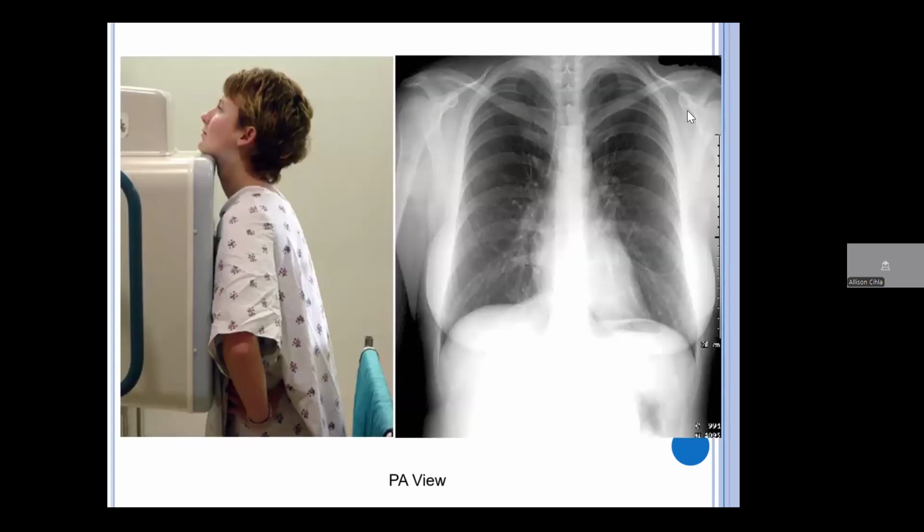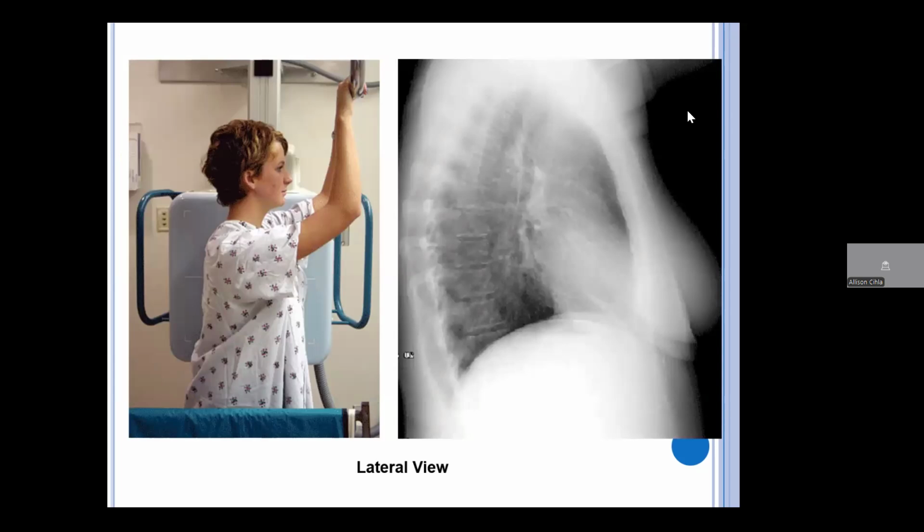So first, we are looking at chest x-rays before we move on to CT scans. This is a PA view, posterior-anterior, and that's the way that the beam of light shines through. You can see the x-ray that is produced on the right-hand side. This is a lateral view, and again, this has to do with how the beam is shown through the body and the view that you get.